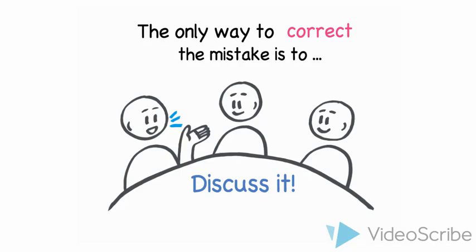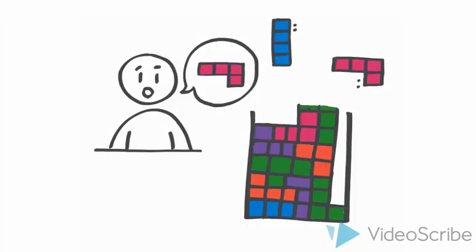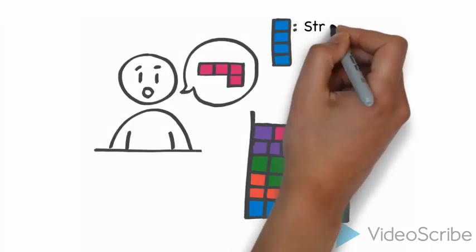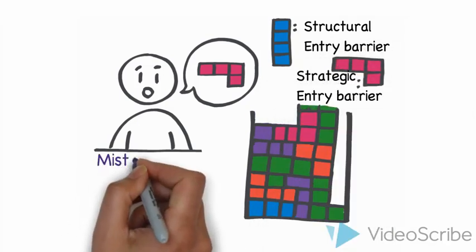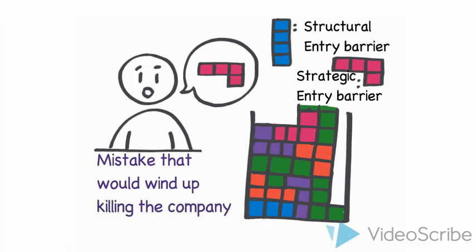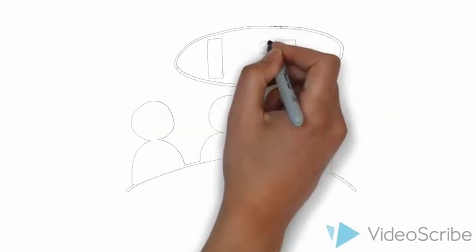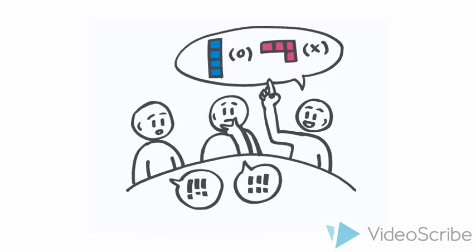For example, when we're discussing a case study about a company, let's say that you confuse structural entry barriers with strategic entry barriers. And that mistake leads you to make a bad recommendation that would wind up killing the company. Okay? If we had that bad recommendation out in the open and could see how it would kill the company, then we can start to figure out where that bad recommendation came from.